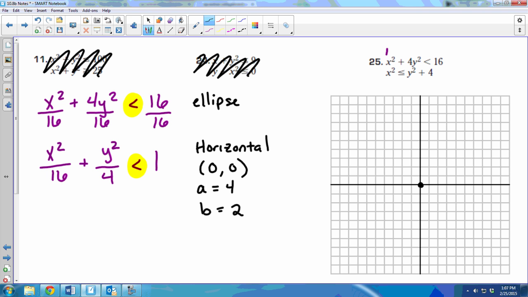It's horizontal. That means it stretches out horizontally. That's the longer part. So I count 4 in each direction, left and right, from the center. If it was vertical, I would count 4 up and down because the longer part goes the way it's supposed to go, horizontal or vertical. B is 2, so then in the opposite direction, I go that much.